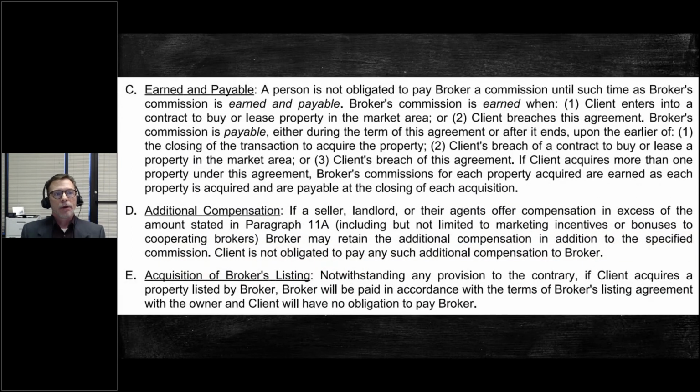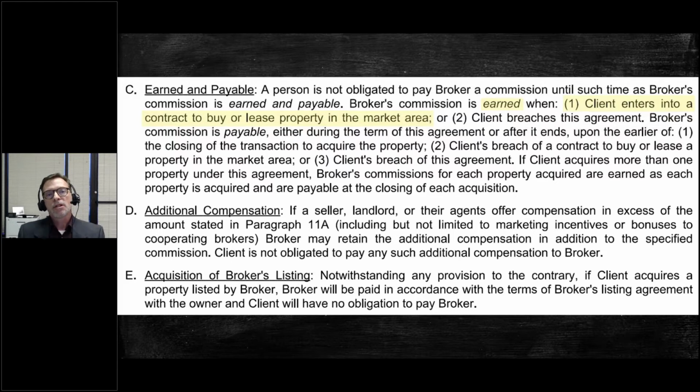Let's look at C, earned and payable. So now that we've said how the commission is going to be calculated, and we've said where it's going to come from, now we start talking about this. A person is not obligated to pay broker a commission until such time as broker's commission is both earned and payable. Then it goes on to explain.